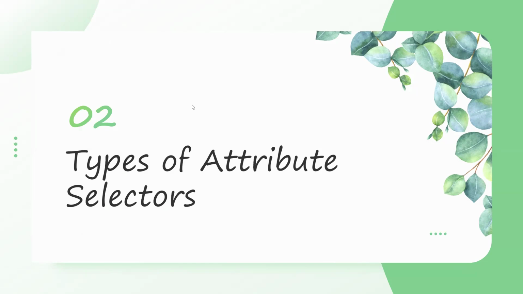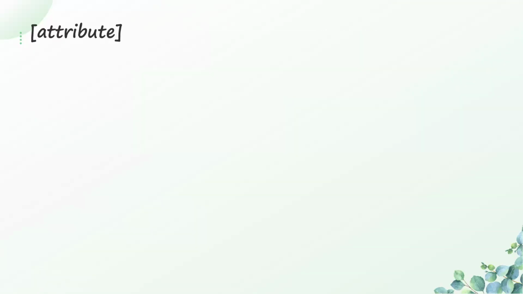Let's just talk about the types of attribute selectors before we go to see some examples. The types of attribute selectors that we have use the square bracket. Sorry, this is not the angular bracket. I'm sorry. You see, even me that is teaching you, sometimes I forget these things that I use every day. The square bracket, sorry.